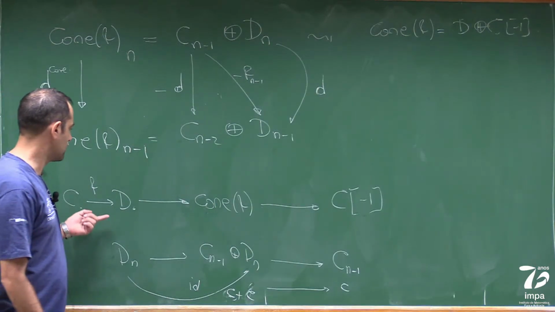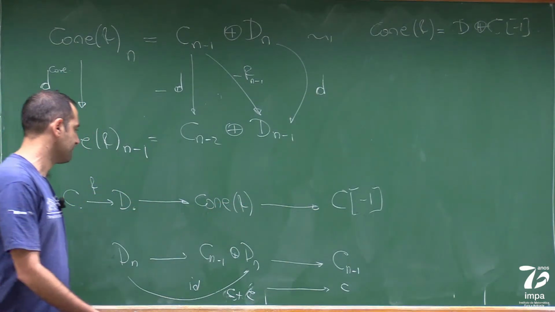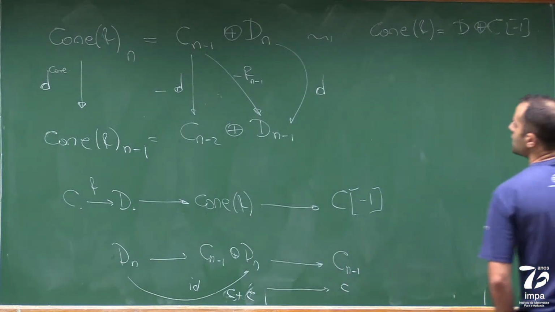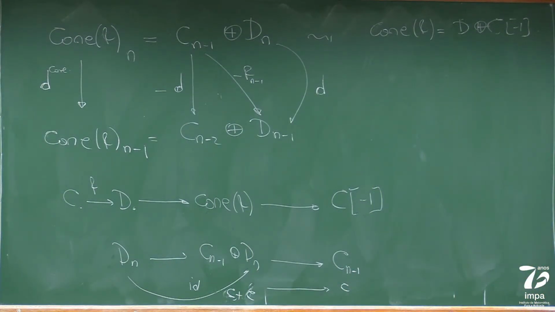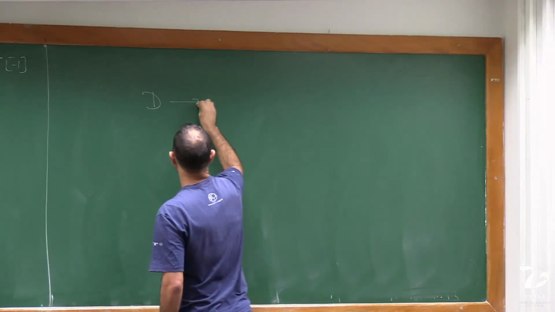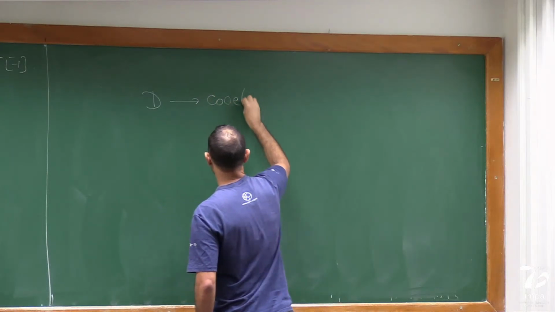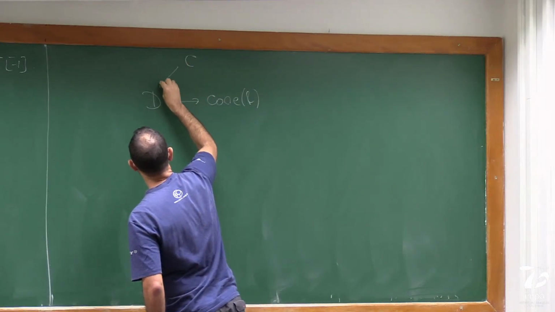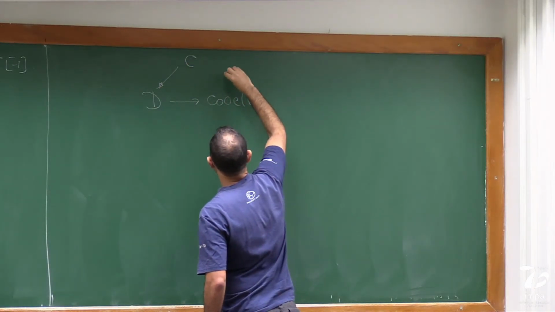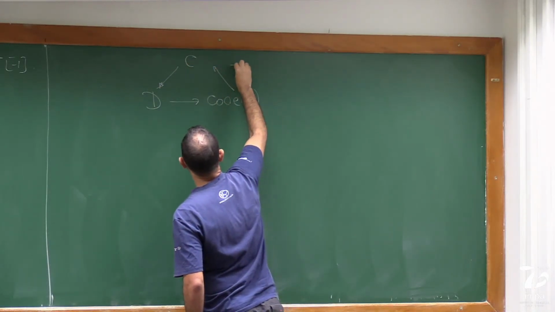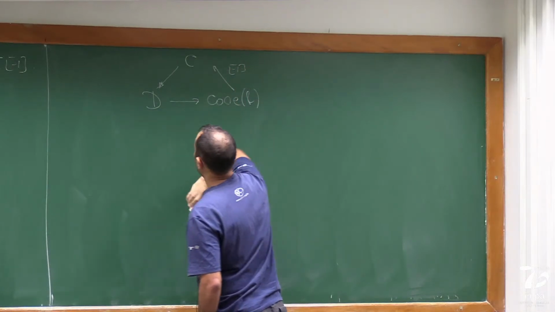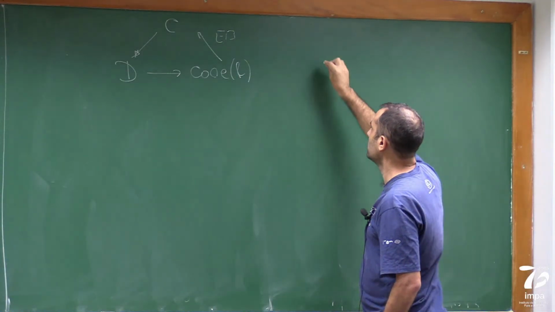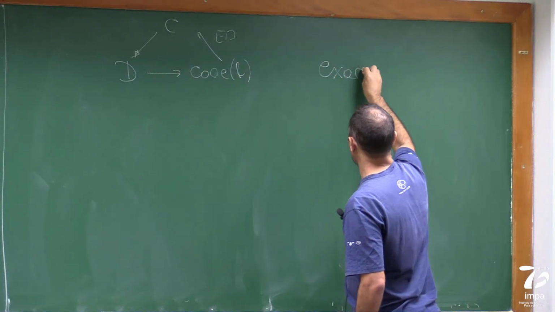All right, so we have this sequence. People denote this sequence like this: D to the cone of F to C, and then this guy shifted by minus 1. And we say that this is an exact triangle. And I'll get back to this later.